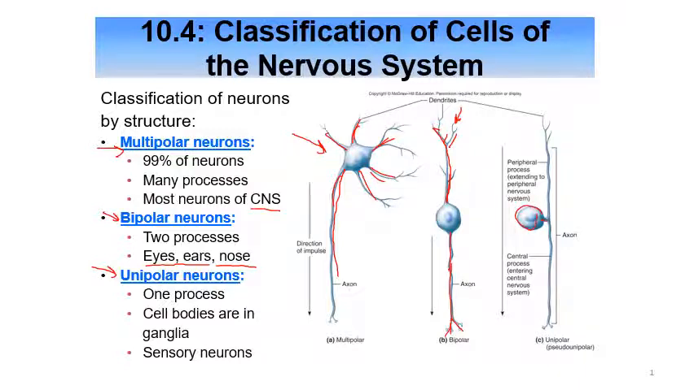Then the unipolar neuron. So this is called a unipolar because only one branch comes out of it, then that branch separates into two. So it kind of looks like it's got a neck and then two arms out of it. And so these are the sensory neurons. So just be able to recognize these different pictures.